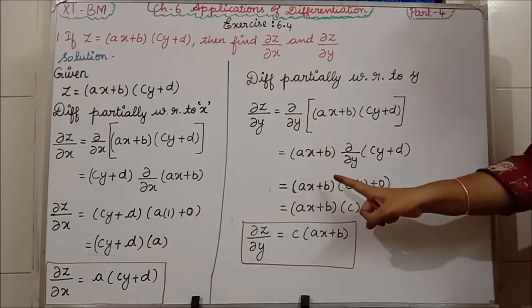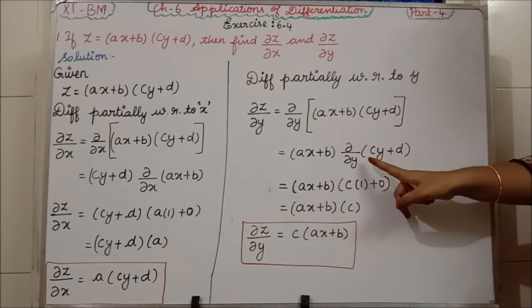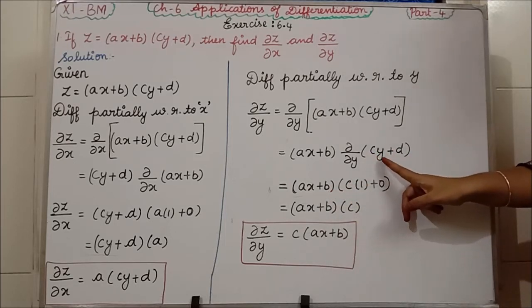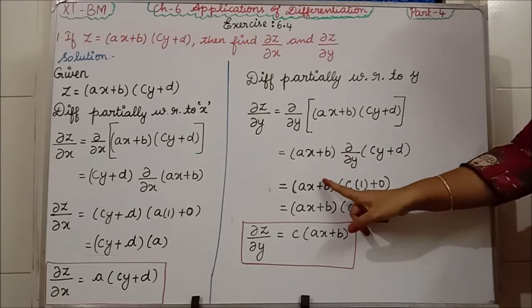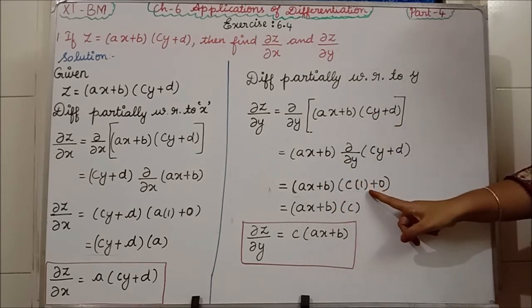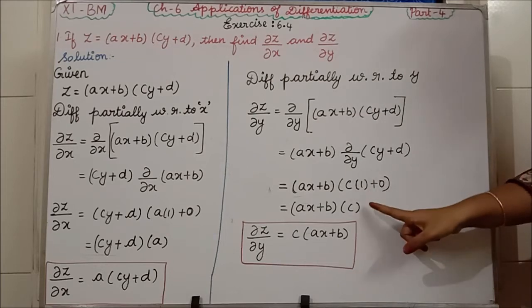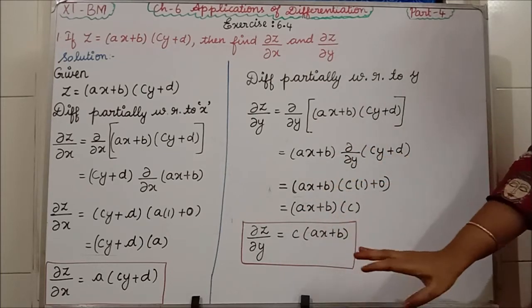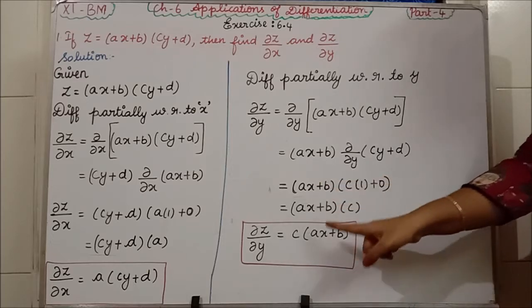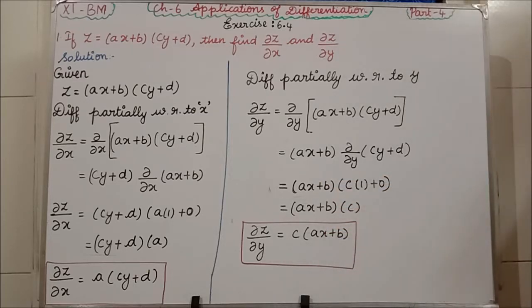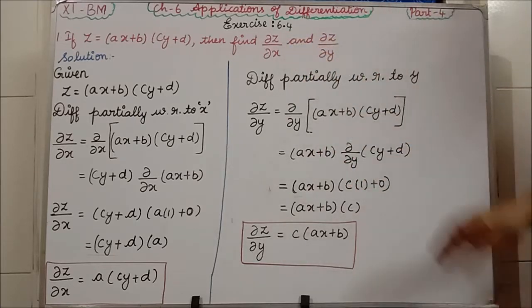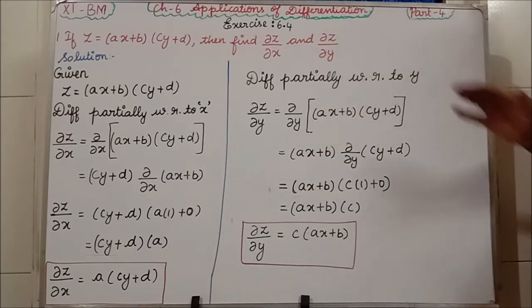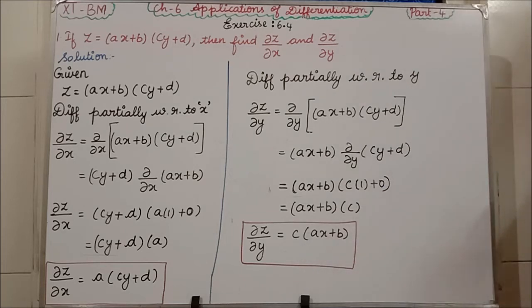Clear? Ax plus b. Here y, if you are differentiating, we will get 1. D is a constant, so plus 0. So ax plus b, c into 1 is c, plus 0 is again c. So dou z by dou y is equal to c into (ax plus b). Clear all of you? We have got the dou z by dou x value separately and the dou z by dou y value separately. Clear now what is partial differentiation?